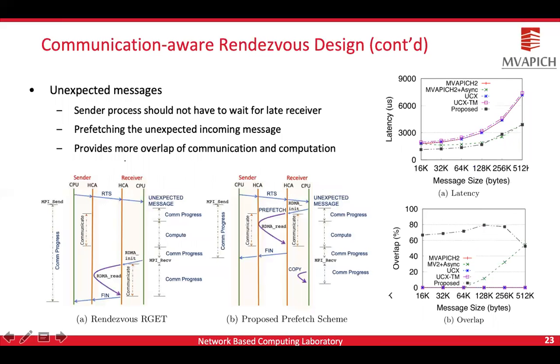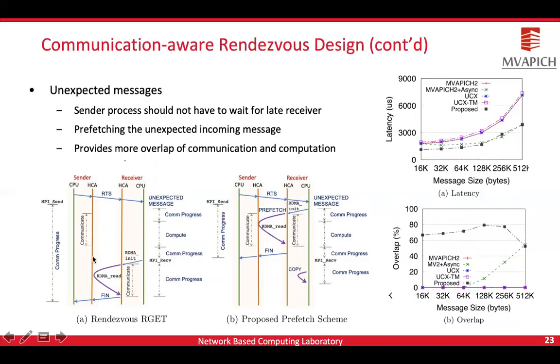And the last design that we would like to talk about here is about unexpected messages. So the basic idea here is that we would like to prefetch the posted incoming RTS and prefetch the data from the sender so that the sender's process can proceed and continue without getting stuck for a delayed receiver process. So to clarify, you can take a look at this figure.